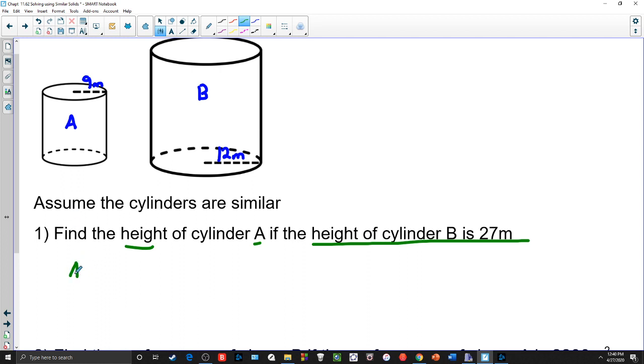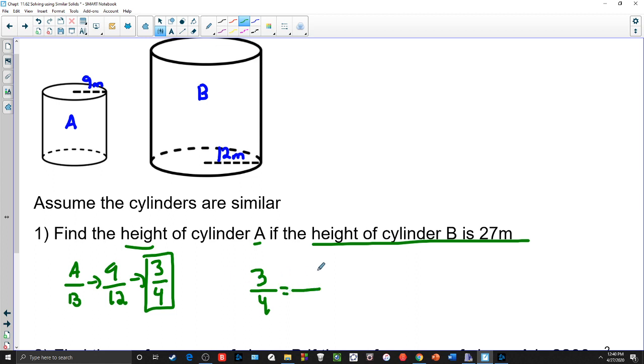I'm going to put A over B again. So A over B, which is going to be 9 over 12, which if I divide by 3 would give me 3 over 4. So this is my scale factor for this problem here. So I do 3 over 4 is equal to, again, I want A over B. That's the setup I'm working with here.